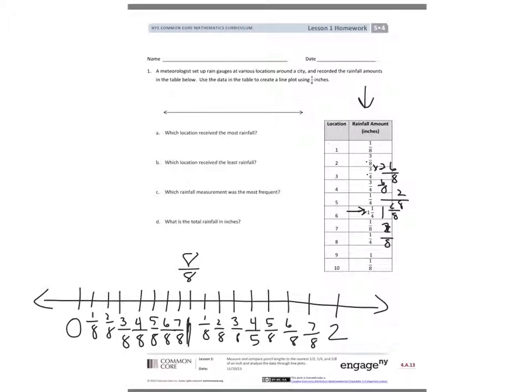So my first is 1/8. I'm going to put an X over it. And I did that. My second is 3 eighths. Just going to put an X over that. My third was 3/4, which is really 6 eighths. 3/4 again, which is 6 eighths. 2 eighths.